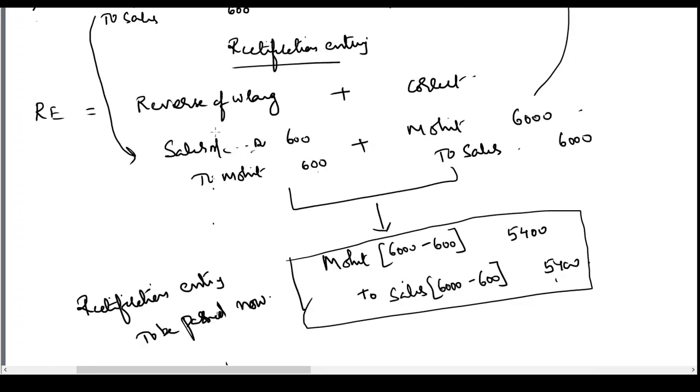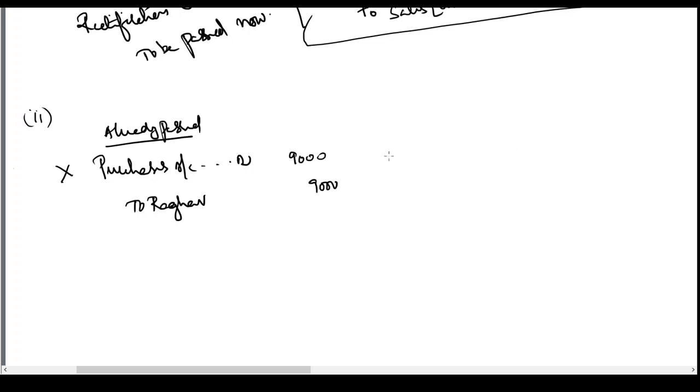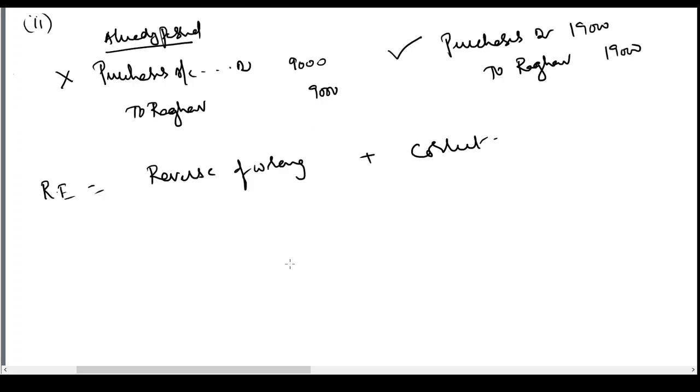What is the correct entry we should have passed? We should have passed the correct entry with 19,000. So the correct entry should have been purchases account debit to Raghav 19,000. This is the entry I should have passed. Now what is the rectification entry? Rectification entry is reverse of wrong plus correct. So to rectify the error, I have to reverse the wrong and I have to do the correct.